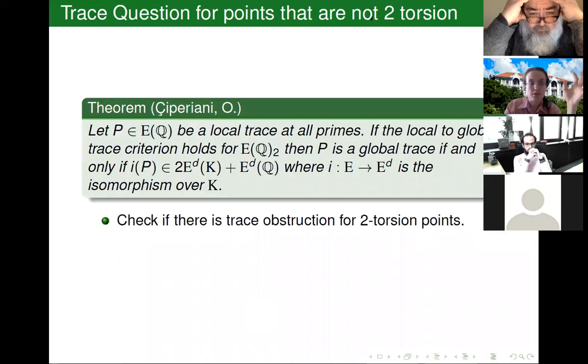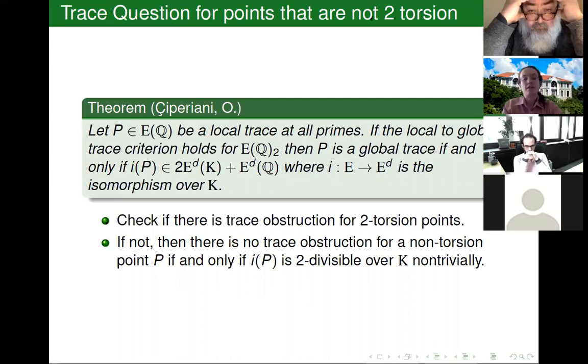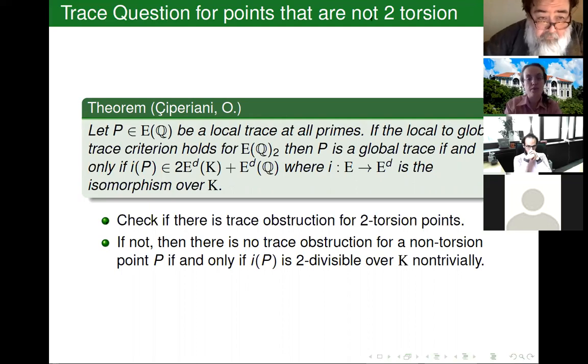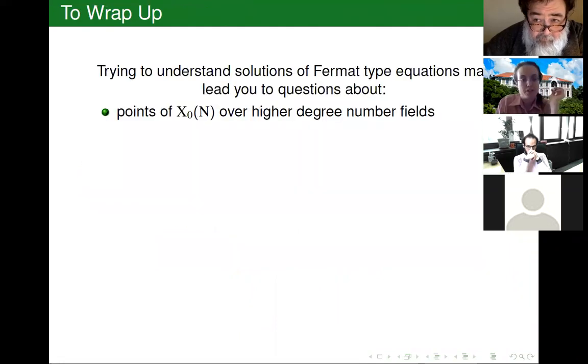This is just a summary. So check how you answer this question. Check if there's a trace obstruction for 2-torsion points. If there's no trace obstruction for 2-torsion points, then you can check for the rest. Okay, that's just maybe a very quick summary. Anyway, so I'm finishing now.